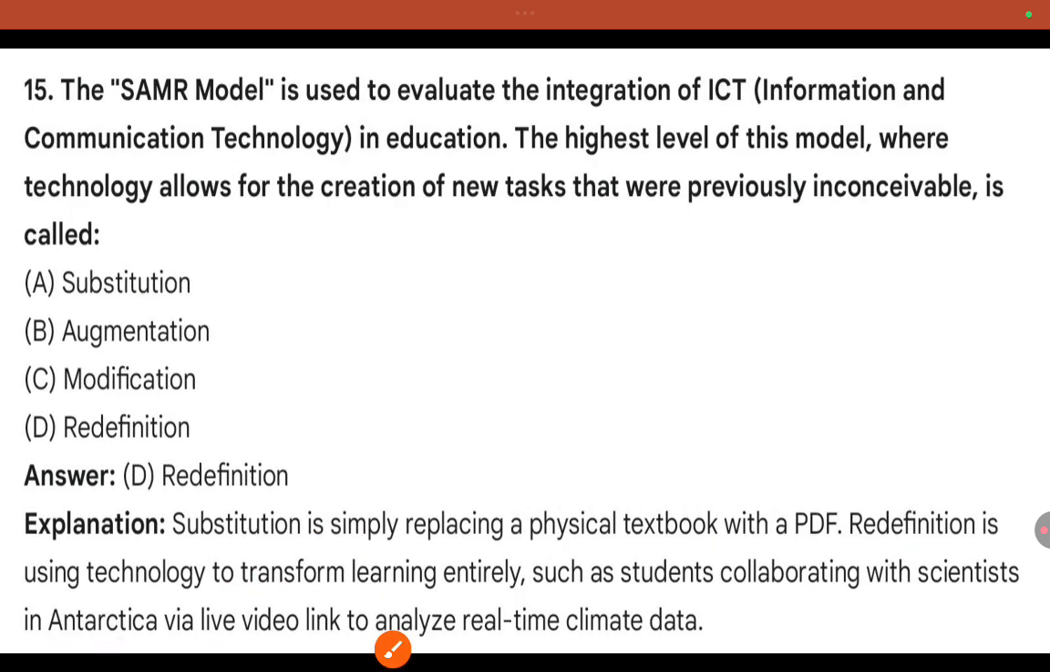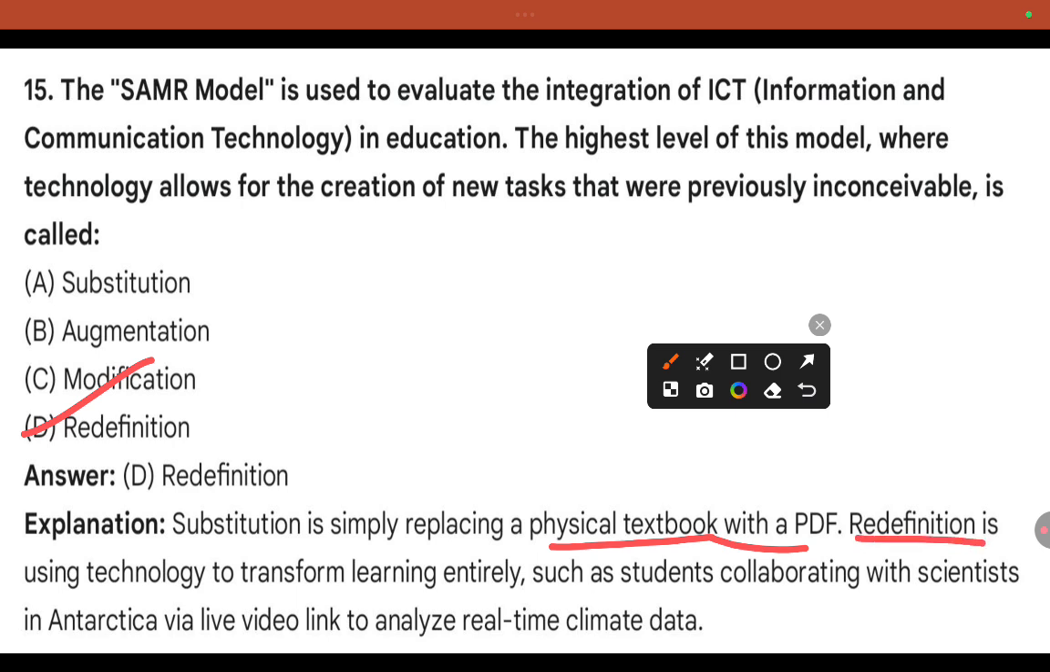15th one. The SAMR model is used to evaluate the integration of ICT, information and communication technology, in education. The highest level of this model, where technology allows for the creation of new tasks that were previously inconceivable, is called substitution, augmentation, modification, redefinition. So your answer is redefinition. What is that? Redefinition. Substitution is simply replacing a physical textbook with a PDF.